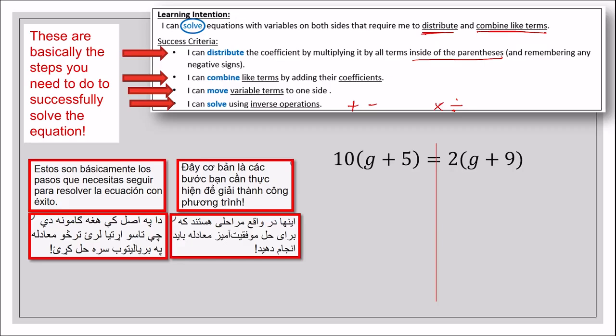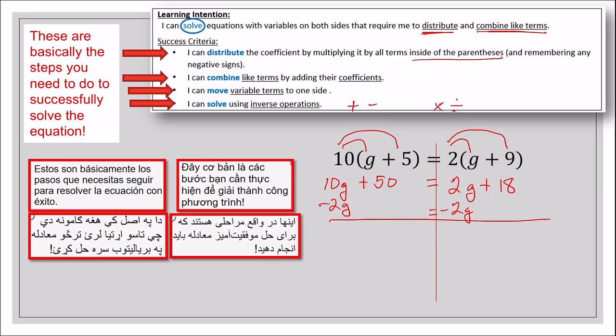So we're going to multiply the 10 times g and the 10 times 5. So I get 10g plus 50 equals, now on this side, multiply the 2 times g and the 2 times 9. We get 2g plus 18. Now if I look at this, there are fewer g's on the right side. So I'm going to move that one to the other side, because remember, our goal is to isolate. So I'm going to subtract 2g from this side and subtract 2g from this side.